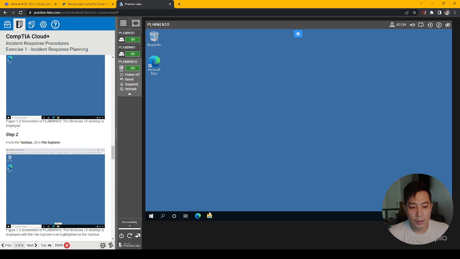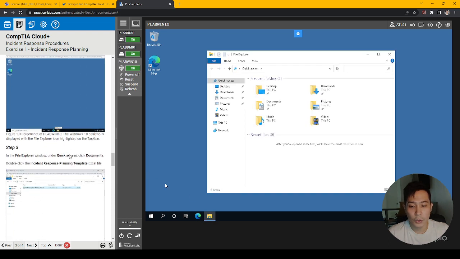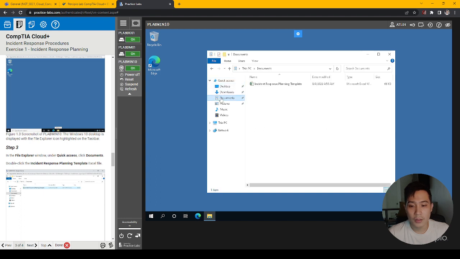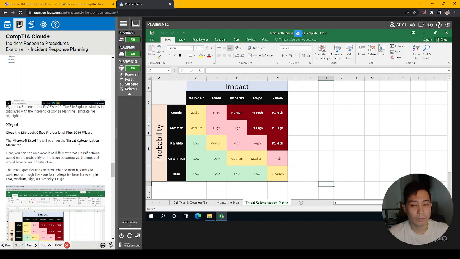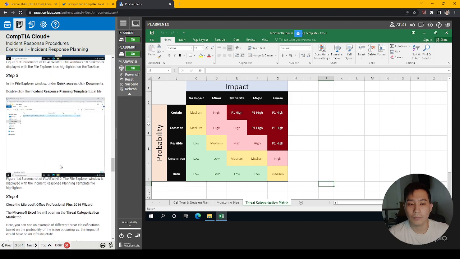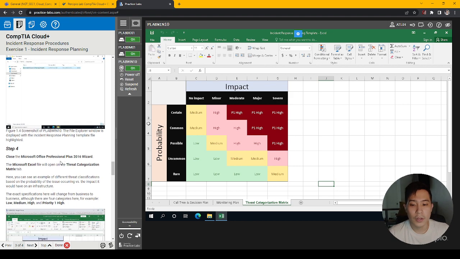Now from the taskbar, let's open the File Explorer. And under Quick Access, click Documents and double-click the Incident Response Planning Template Excel file. Step 4 is close the Microsoft Office Professional Plus 2016 wizard. Now once the Excel file opens, it will open on the threat organization matrix.